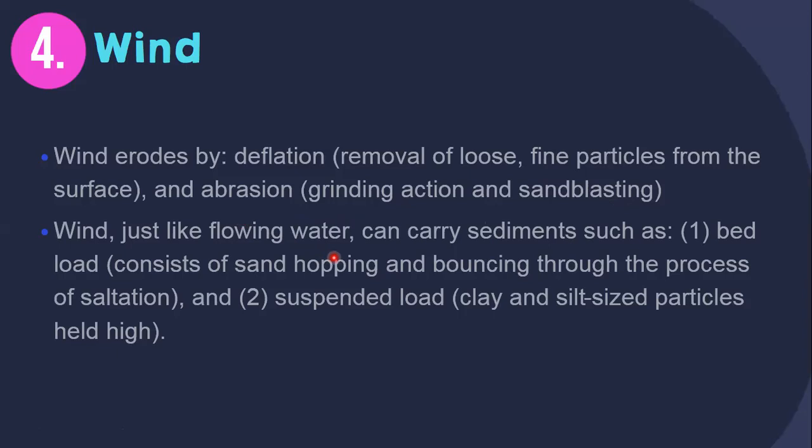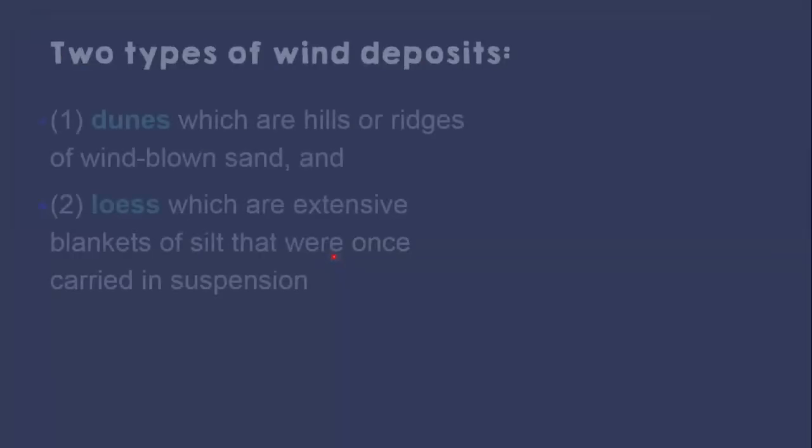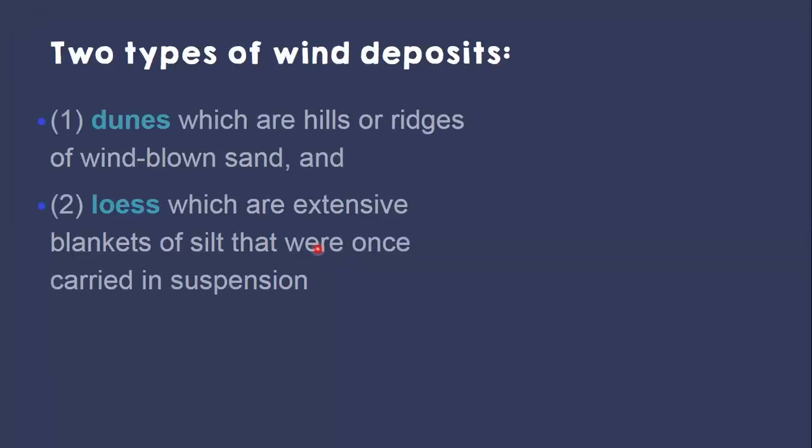Whereas your suspended load are those lighter particles, like your clay and silt-sized particles, held high. So there are two types of wind deposits. I know that you are very familiar with these two terms. Now, the dunes and the loess. These are types of landforms that are formed through wind movements.